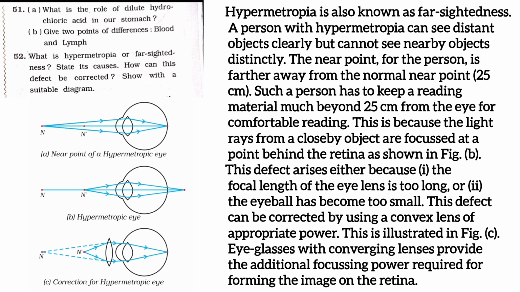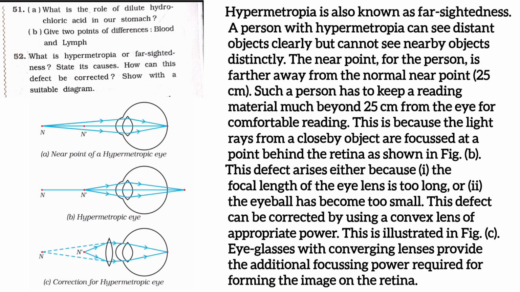Question number 52. What is hypermetropia or farsightedness? State its causes. How can this defect be corrected? Show with a suitable diagram. Answer. Hypermetropia is also known as farsightedness. A person with hypermetropia can see distant objects clearly but cannot see nearby objects distinctly. The near point for the person is farther away from the normal near point, that is 25 cm. Such a person has to keep a reading material beyond 25 cm from the eye for comfortable reading.